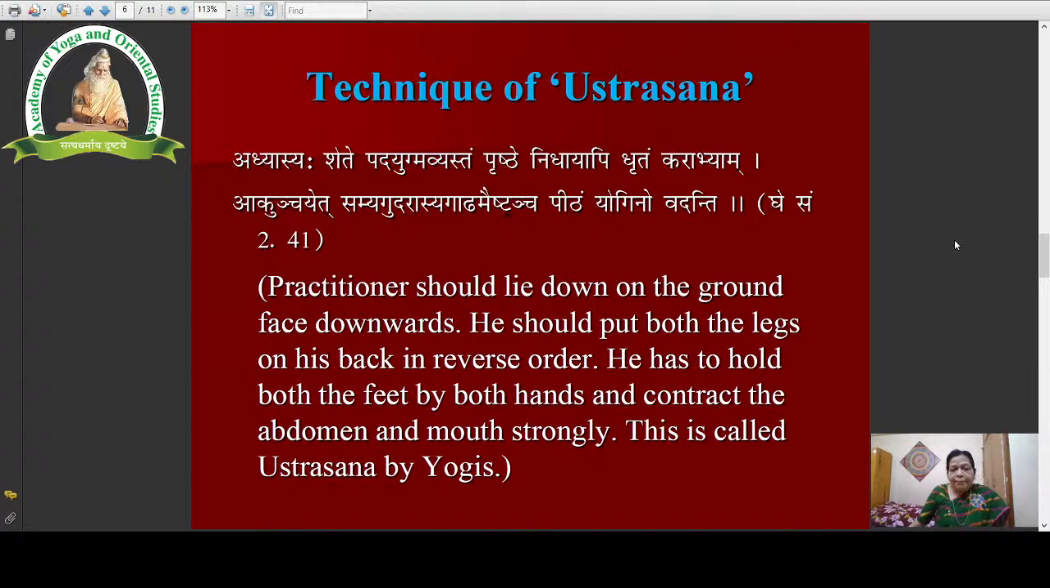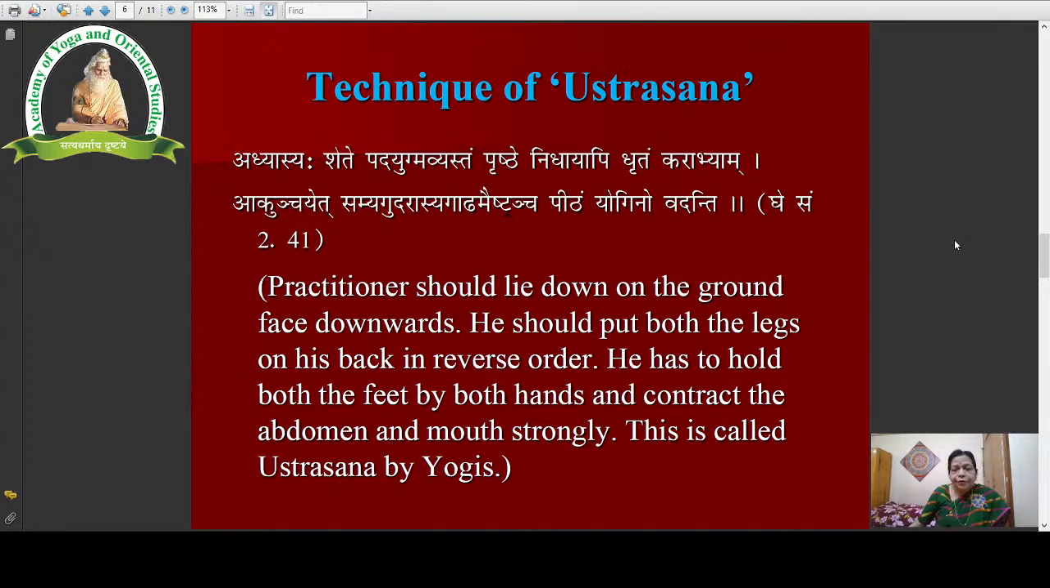And then dhrutang karabhyang. He has to hold both his legs by both hands. Dhrutang means to hold, holding or held. Karabhyang means by two hands. Akunchayet means he has to contract. Samyak means very well. Udarasya gadham. Udara means the abdominal area or the belly. Asya means the face or the mouth. Gadham means very strongly.